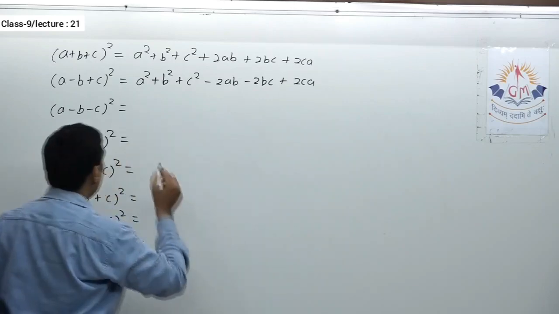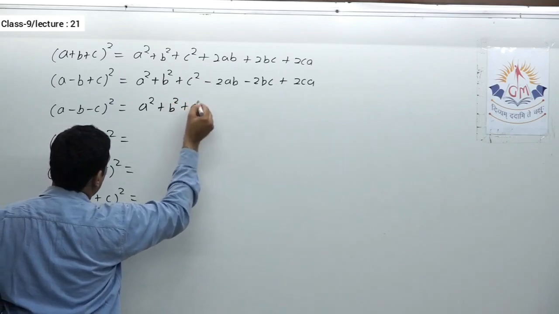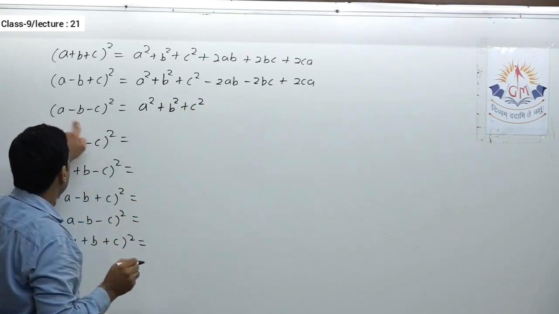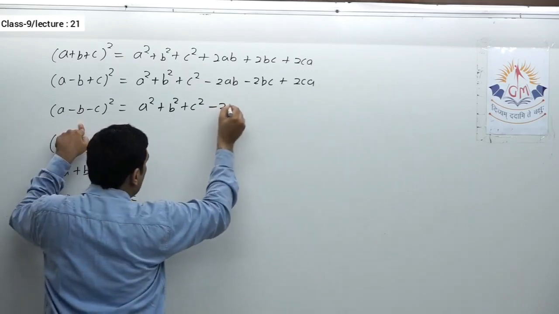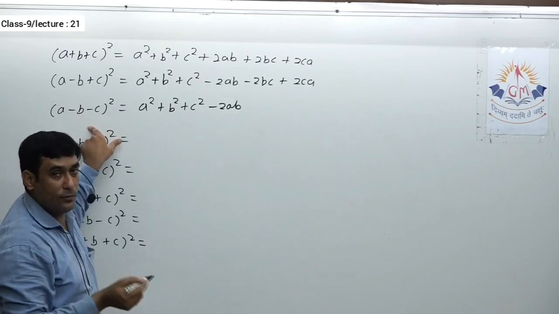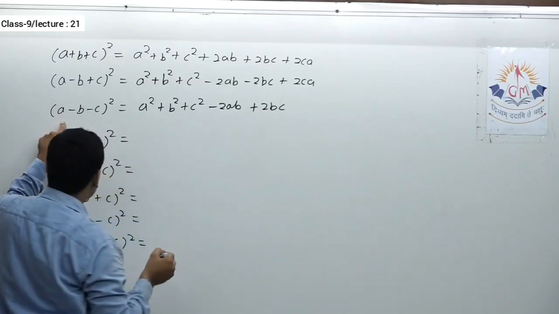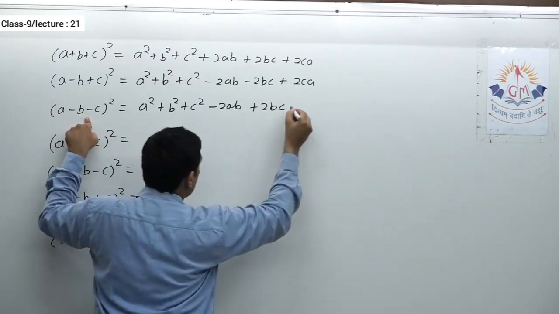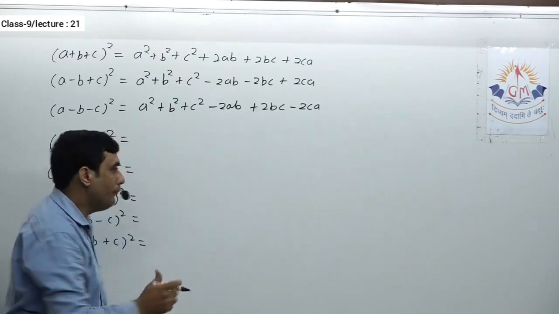Now here definitely I write a square plus b square plus c square. Now when I write these two, one is negative, one is positive, so I write minus 2ab. Again for 2bc, both are negative, so I will write positive only, plus 2bc. Then a into c, again one is negative, so minus 2ca. I hope it is clear to you.